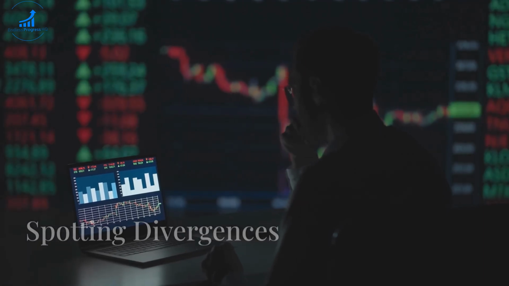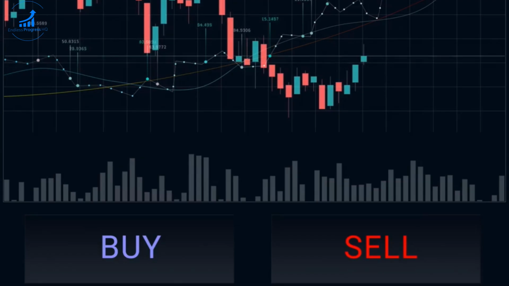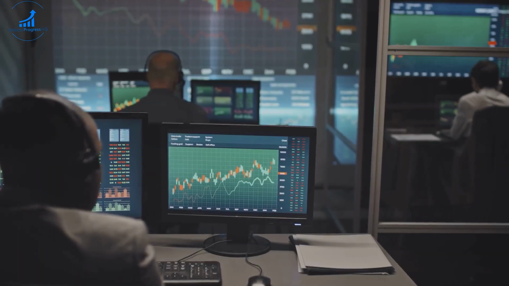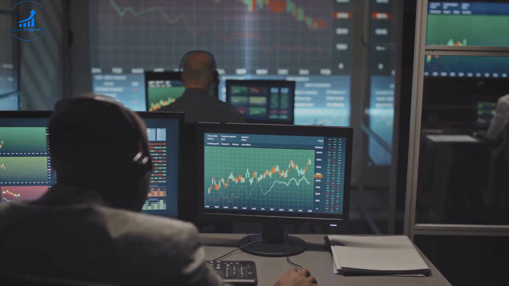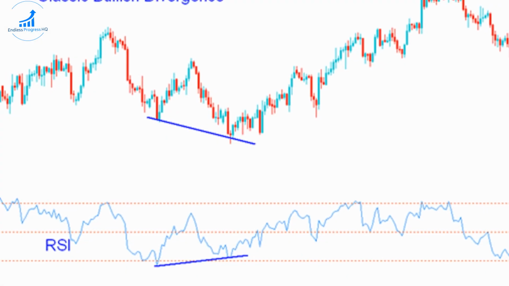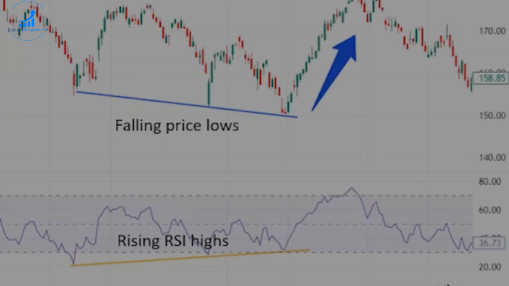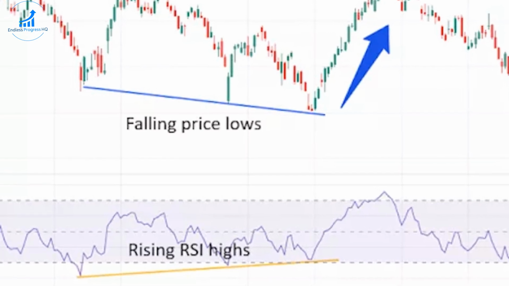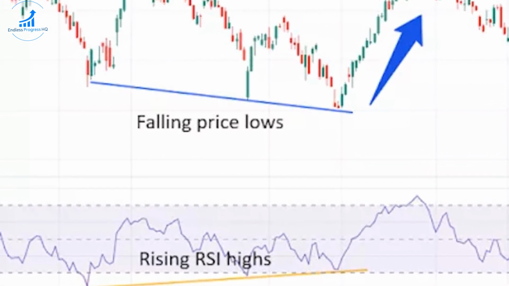Traders use the MACD to confirm trend changes and identify potential trading opportunities. Spotting divergences. Divergences occur when the price of a security and a momentum indicator move in opposite directions. This can be a powerful signal that the current trend is weakening and a reversal may be imminent. For example, a bullish divergence occurs when the price of a security makes a lower low, but the RSI makes a higher low. This suggests that the bears are losing momentum and the bulls may be regaining control.